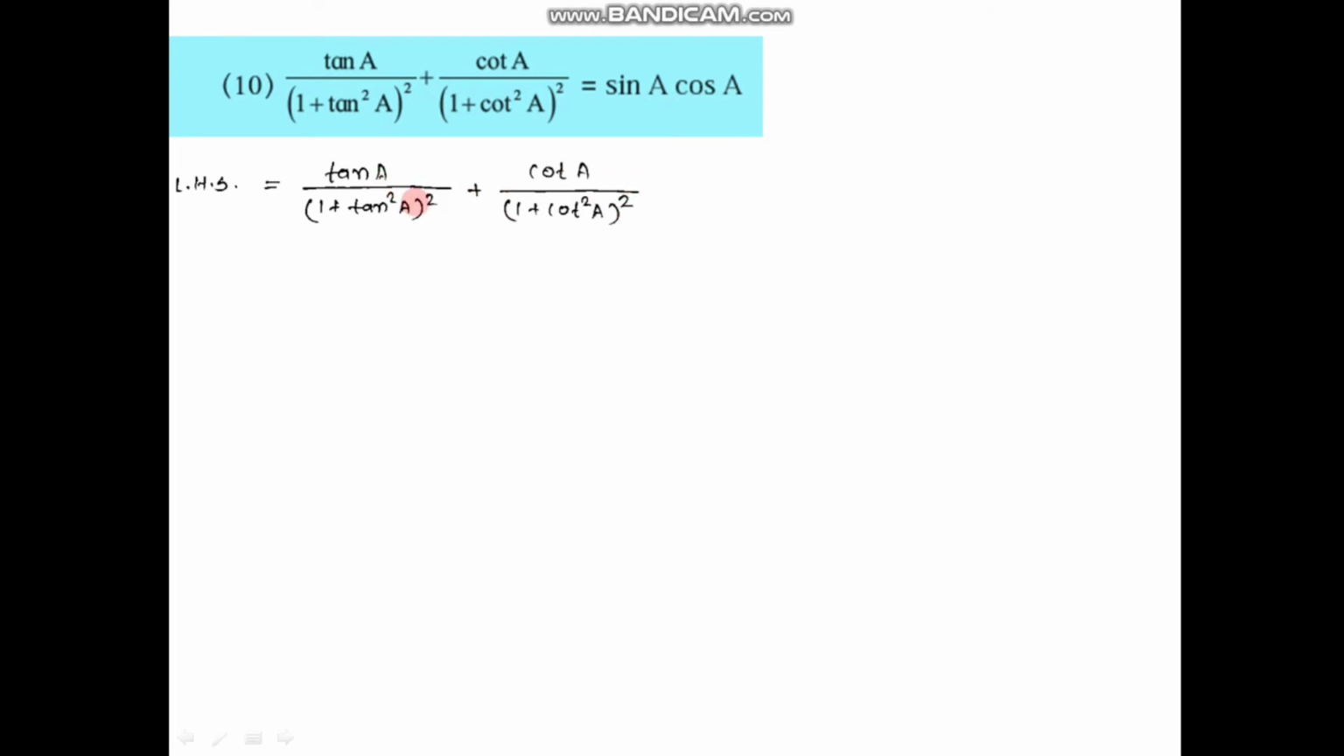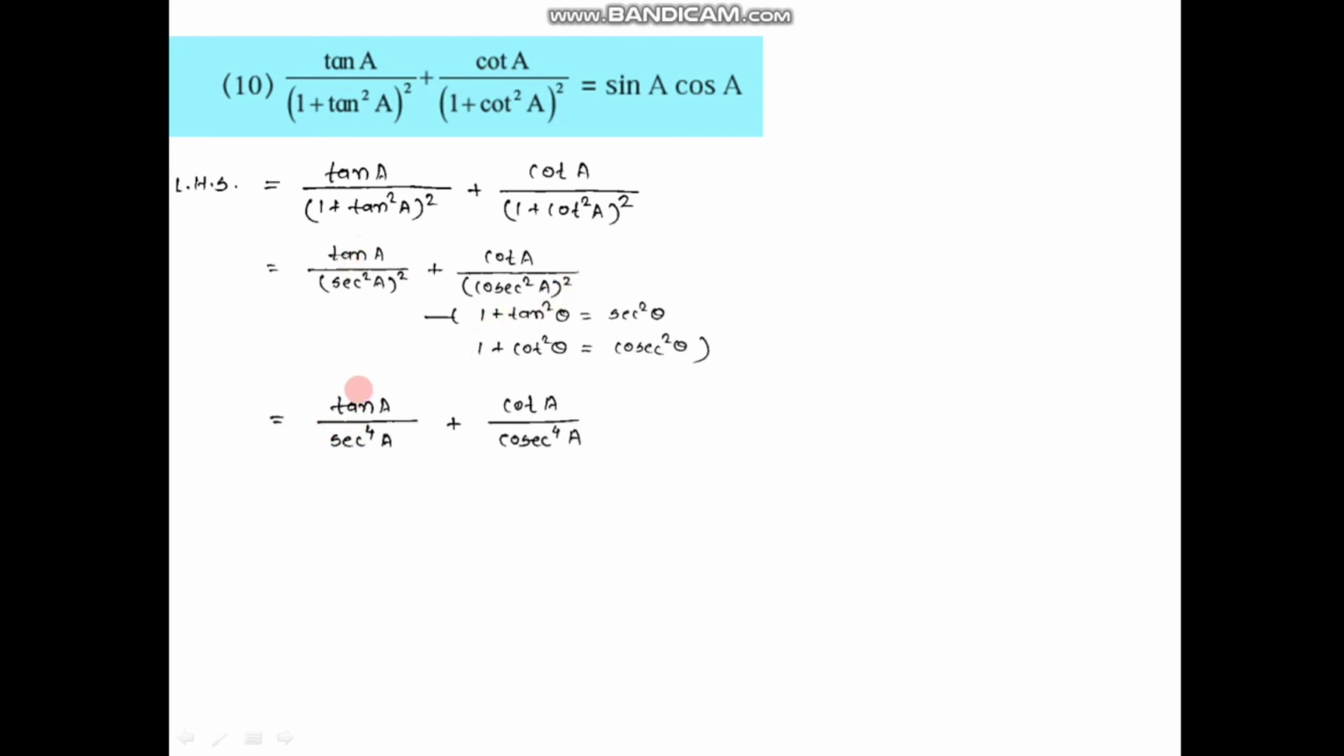Now for both of these two terms, in the denominators we have 1 plus tan square a in the first term, and 1 plus cot square a in the second term. So we make the substitution using the trigonometric identities: 1 plus tan square a is equal to sec square a, which is the second trigonometric identity, and 1 plus cot square a is equal to cosec square a, which is the third trigonometric identity. So we have replaced 1 plus tan square a by sec square a and 1 plus cot square a by cosec square a, and the bracket squares are there.